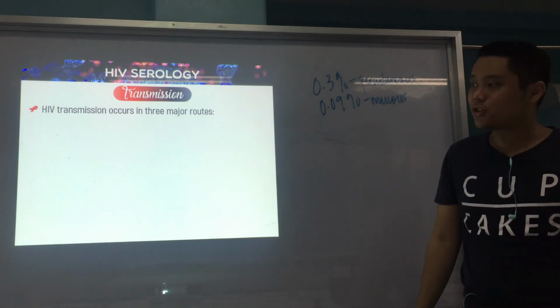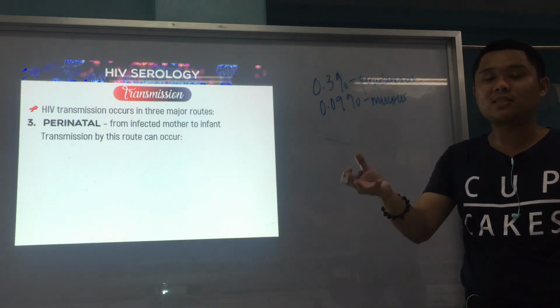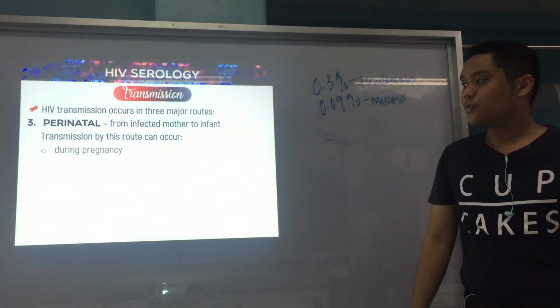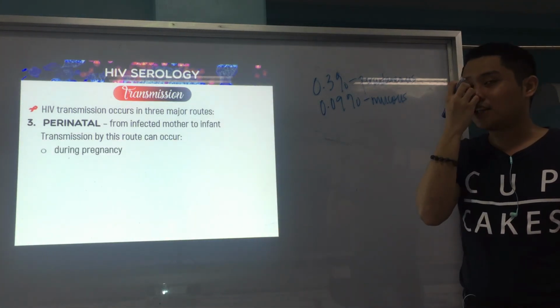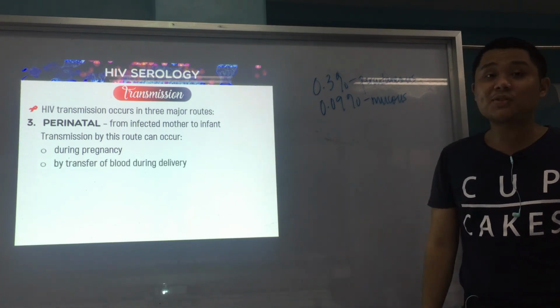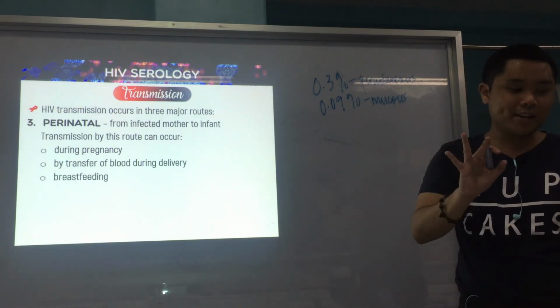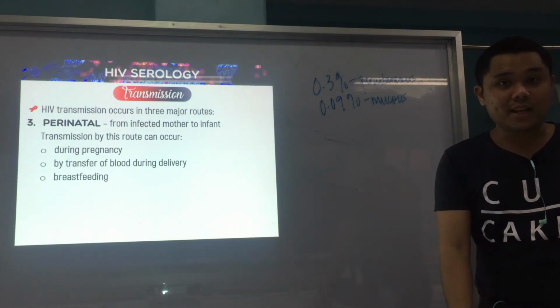And the last major route is perinatal, from mother to infant. How does the infant get it? First, during pregnancy: if the mother is HIV positive, she can transmit it to the baby. Then transfer of blood during delivery, and lastly, breastfeeding. Those are the three major routes of HIV infection.